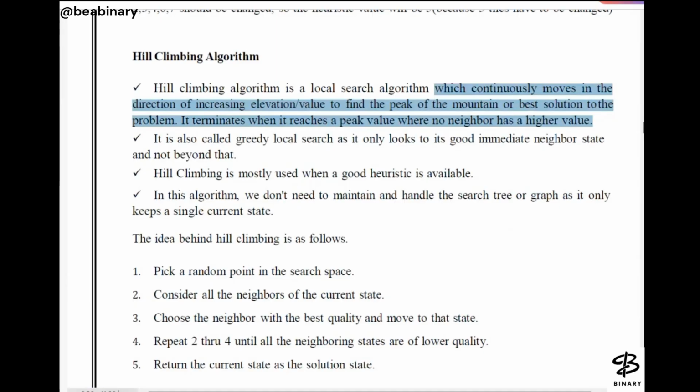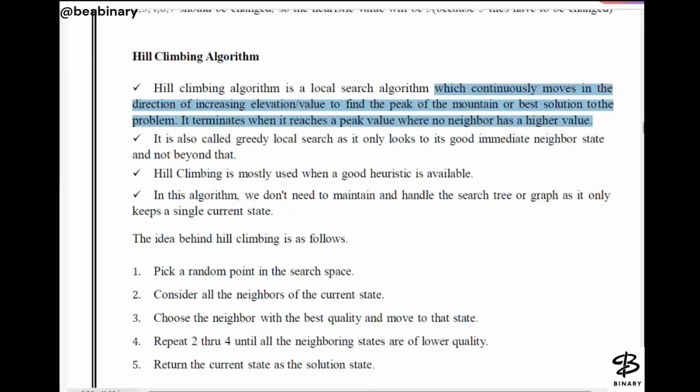So what is the peak of a mountain here? The solution of a problem, or the goal state of a problem, right? So what approach does hill climbing use? It uses a search approach which continuously moves in the direction of increasing elevation value to find the peak of a mountain or the best solution to the problem, and it terminates when it reaches a peak value where no neighbor has a higher value, right?